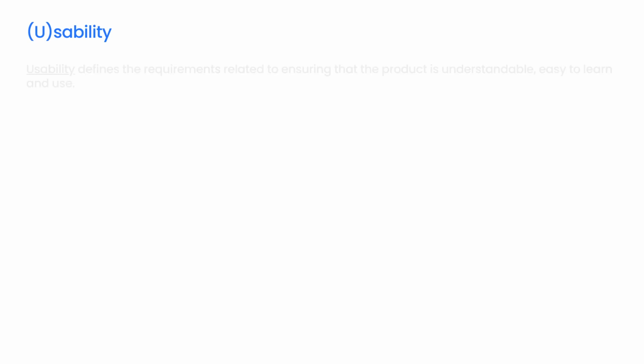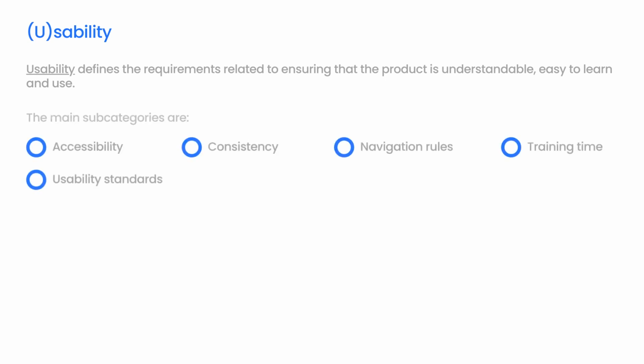Usability. Usability defines the requirements related to ensuring that the product is understandable, easy to learn and use. The main subcategories are accessibility, consistency, navigation rules, training time, usability standards.